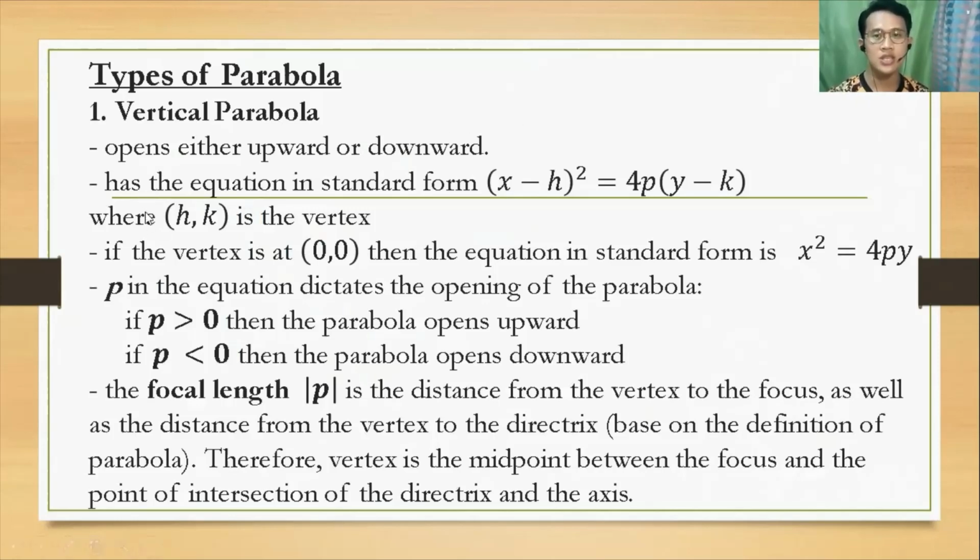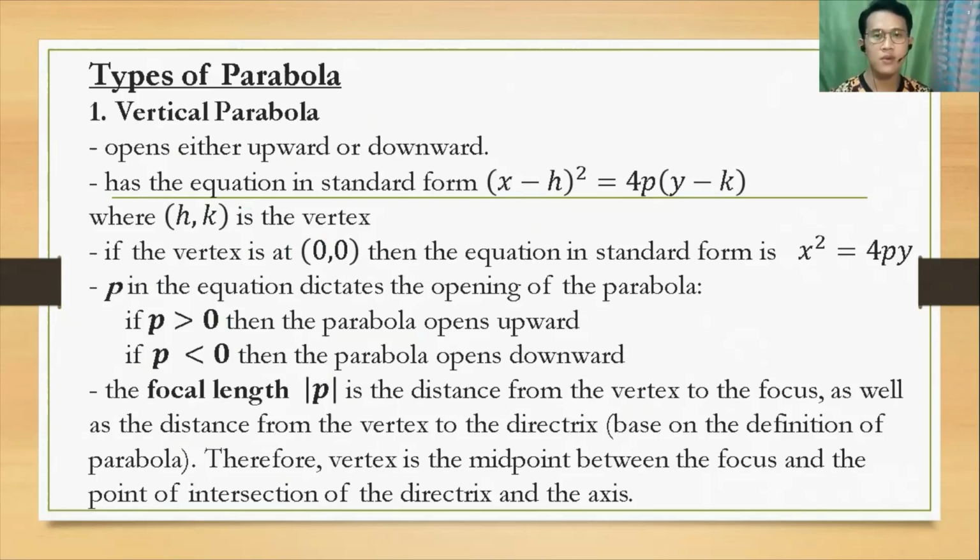And it has the equation in standard form, which is (x minus h) squared is equal to 4p times the quantity of (y minus k), where an arbitrary point (h, k) is the vertex. And take note, if the vertex is at the origin, which is (0, 0), then the equation in standard form is, okay, look at this one, x squared is equal to 4py. Okay, I would like to tell you this one.